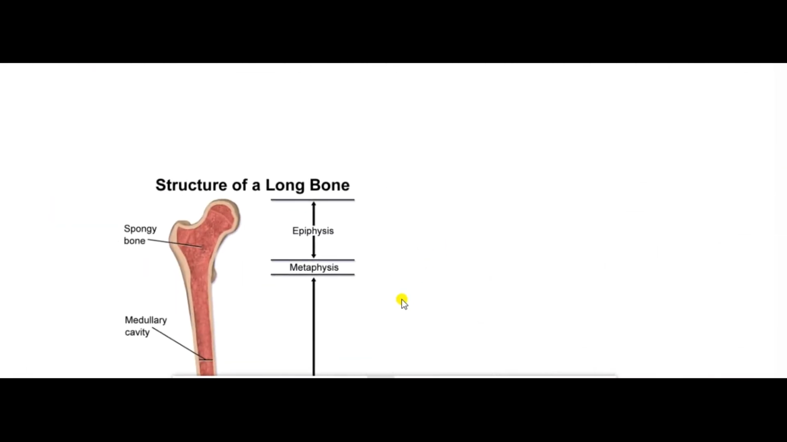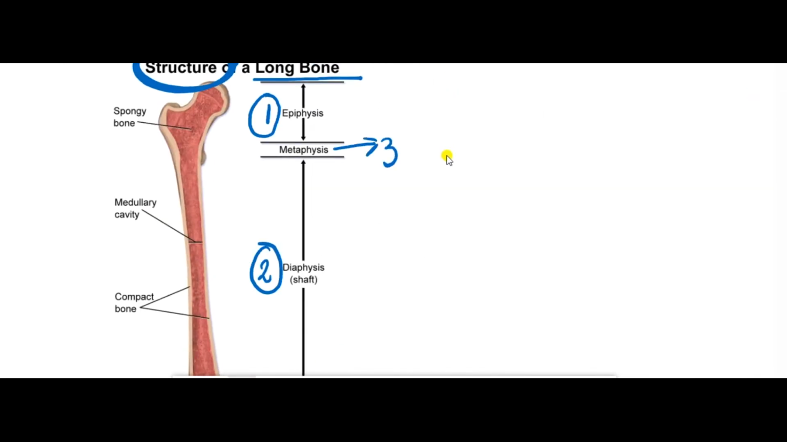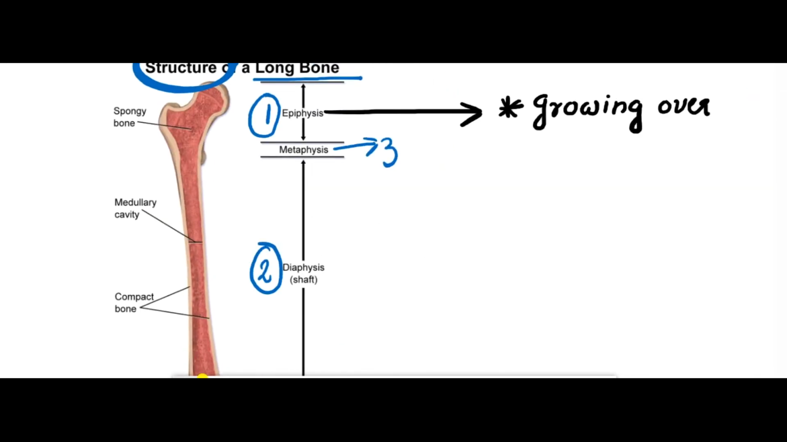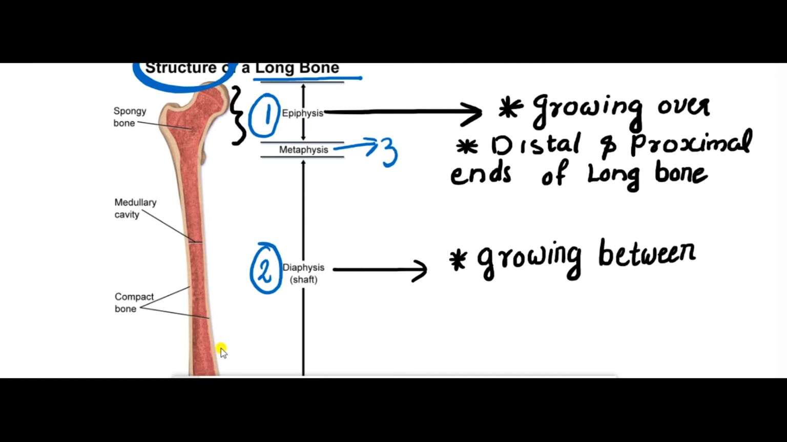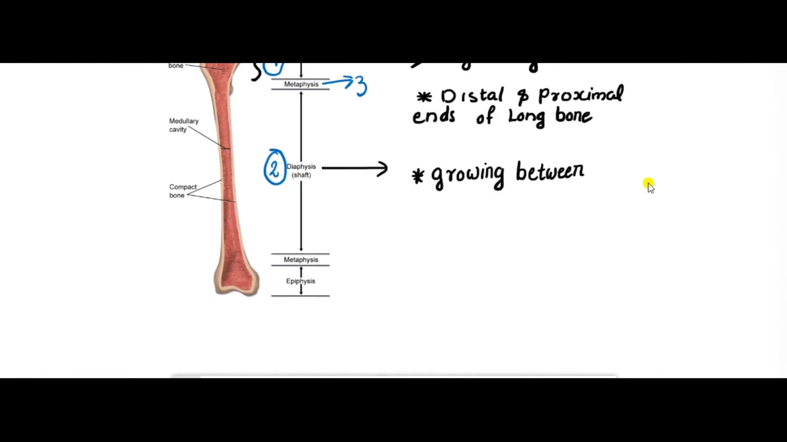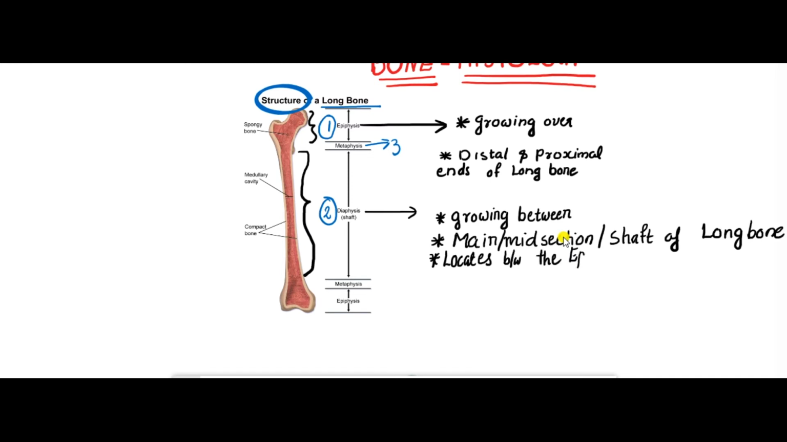Hi friends, in this section we can talk about bone histology. First I am talking about the structure. You have epiphysis, diaphysis and the metaphysis. Epiphysis is the growing part over the distal and proximal ends of the long bone. Diaphysis is the main midsection shaft of the long bone, located between the epiphyses.